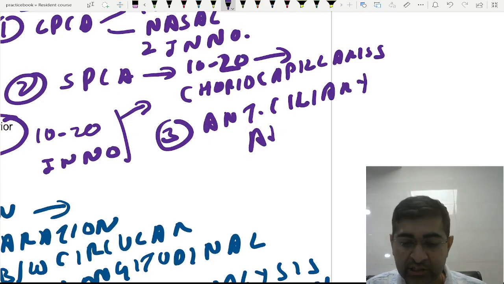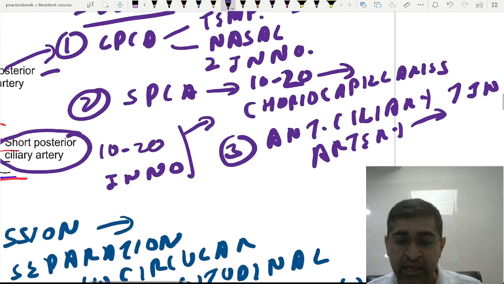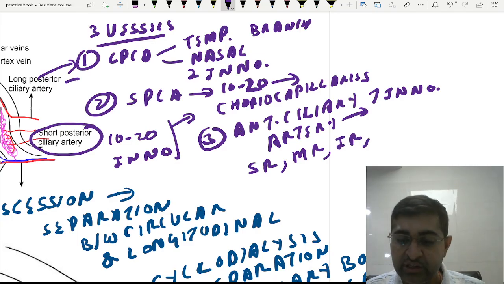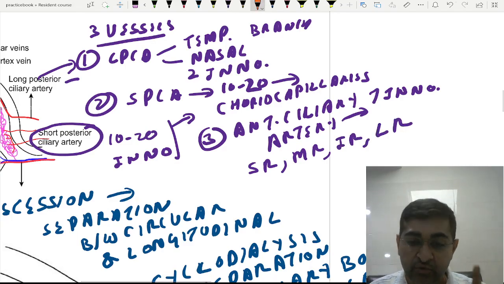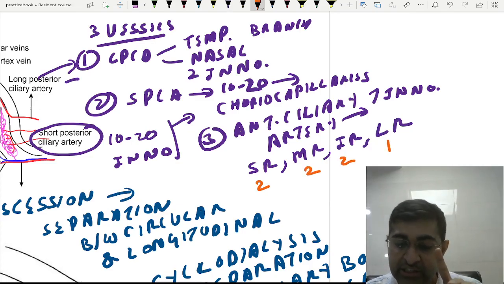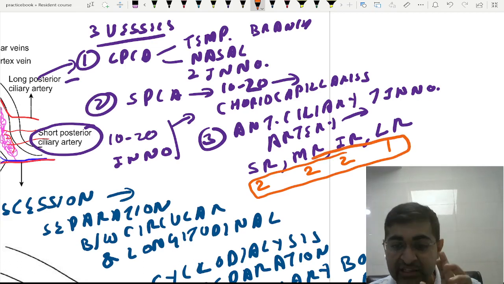Anterior ciliary artery is 7 in number. How 7? They arise from superior rectus, medial rectus, inferior rectus, and lateral rectus. From superior rectus they are 2 in number, from medial rectus 2, from inferior rectus 2, and from lateral rectus 1. In total they are 7 anterior ciliary arteries.